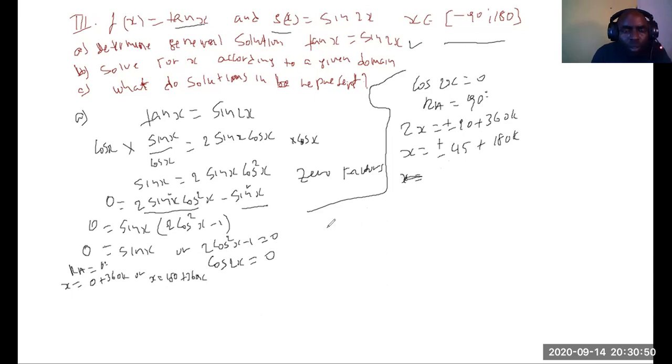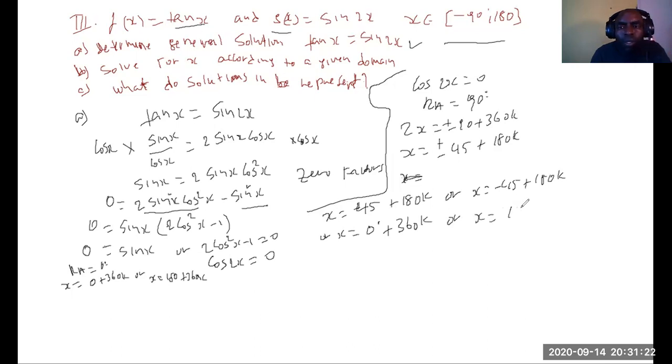So we have x equals 45 plus 180k, or x equals minus 45 plus 180k, or x equals 0 degrees plus 360k, or x equals 180 degrees plus 360k. Now we go to number B.